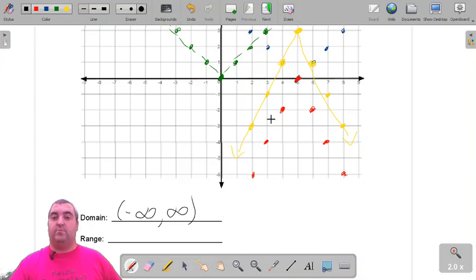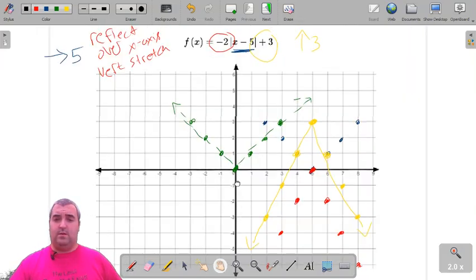The range, though, a little bit harder to figure out without looking at the graph. You can, but it's a little easier just to look right off the graph and see my highest point is 3. I have arrows pointing down, so my lowest point is negative infinity. So it goes negative infinity all the way up to 3. And because 3 is a coordinate point that is filled in, I'm including it. So I've got that bracket for that range.